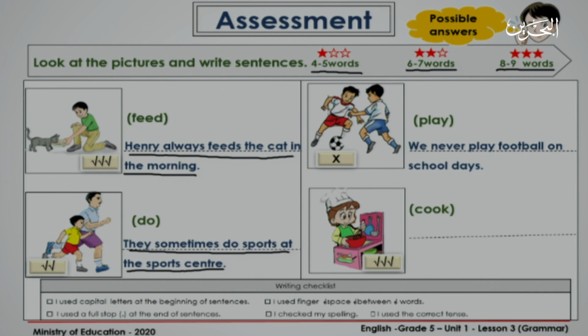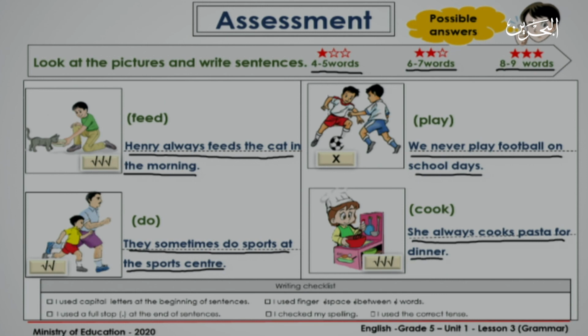You can say, we never play football on school days. We didn't add anything to the verb here because we have we. Excellent. And the last one, she always cooks pasta for dinner. We added an S at the end of the verb because we have she. You did a great job.